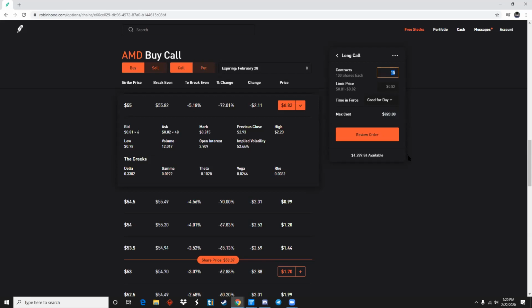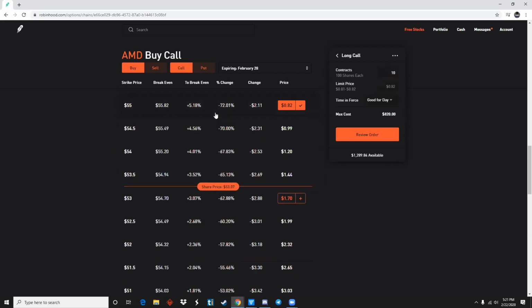I mean, how great is that? That's pretty crazy. If you were to buy 1,000 shares of AMD, it would cost you what, 53 grand, versus only $820 to get you 1,000 shares of AMD. So that's why it's so amplified with options.